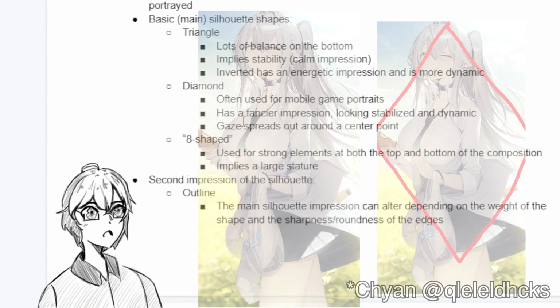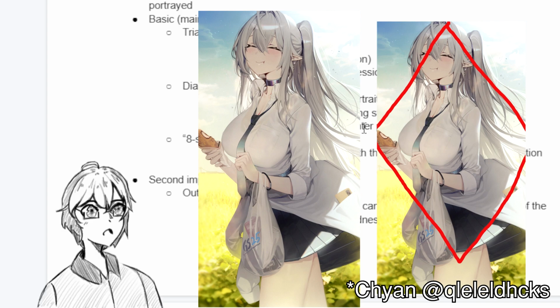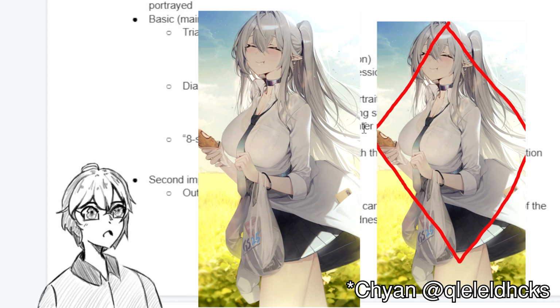The diamond shape, which is often used for mobile game portraits. For most of your gacha games, they're going to pretty much revolve around character portraits in this style. It generally has a fancier impression and it looks more stabilized and dynamic. The best way that Chyan words this is that it's essentially a combination, literally, of the right side up and the upside down triangle. Because of that, it sort of gives you the best of both worlds. However, to tie in both of those aspects, you really need a center point, which is where the gaze is going to spread out from. So keep in mind, if you are going to do this, there has to be a lot of elements or a lot of gaze focused towards the center, so that there's not too much imbalance on the top or the bottom.